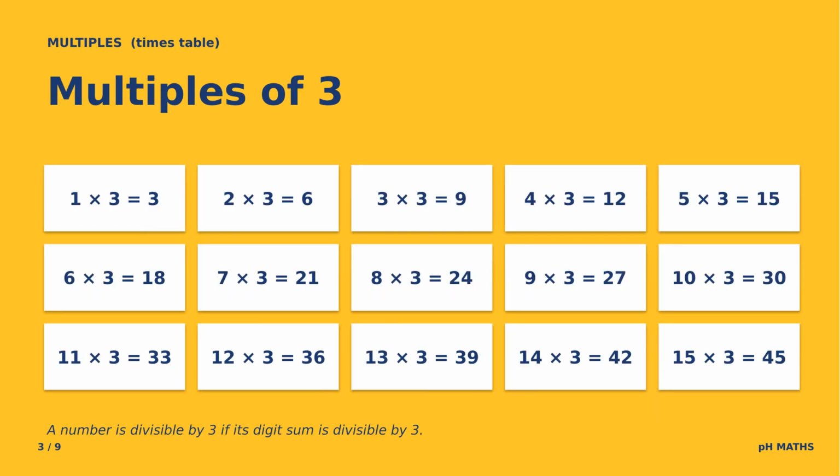Multiples of 3 and the times table. 3, 6, 9, 12, 15, 18, 21, 24, 27, 30. The 3 times table is one of the easier ones, but it's worth memorizing past 30 into 33, 36, 39, and so on. The divisibility test for 3 is beautifully clean. Add up the digits of any number, and if that sum divides by 3, the original number does too. Try it on 273. 2 plus 7 plus 3 is 12. Done.